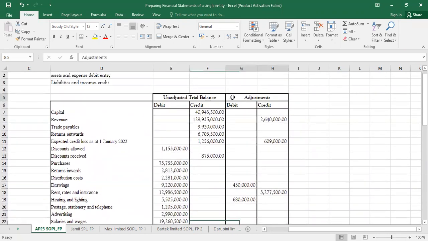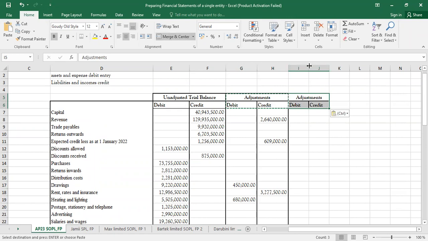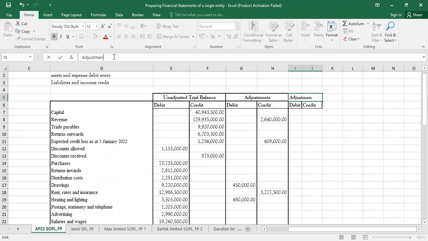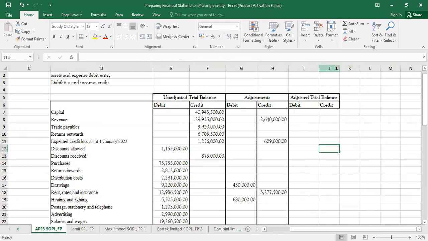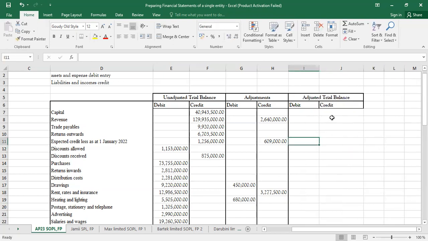So I'll just copy the two here, Control C, I paste them, Control V, I adjust. Sorry, so this one I'll rename to adjusted trial balance. Isn't it? So maybe I just widen it, I remove them so much. I just widen so that it looks something like that one, isn't it?